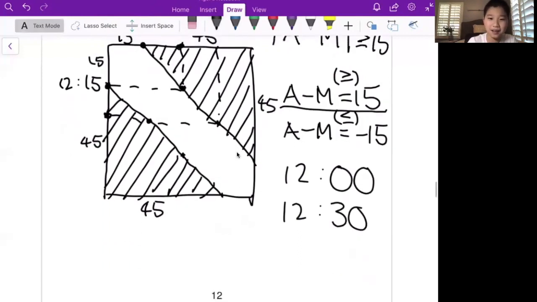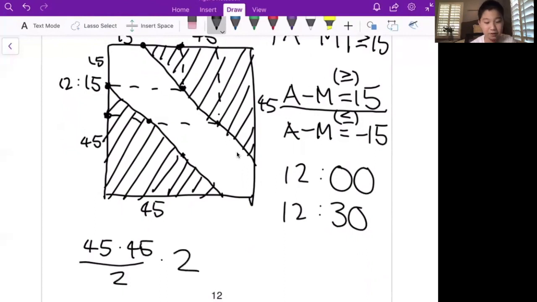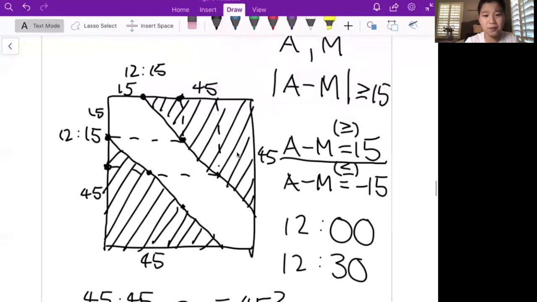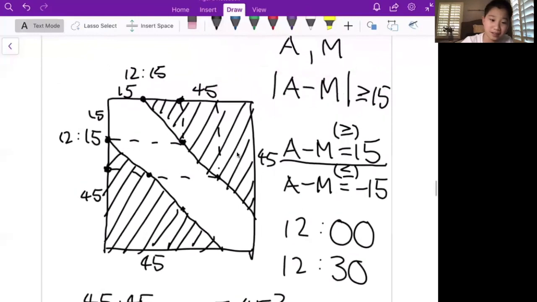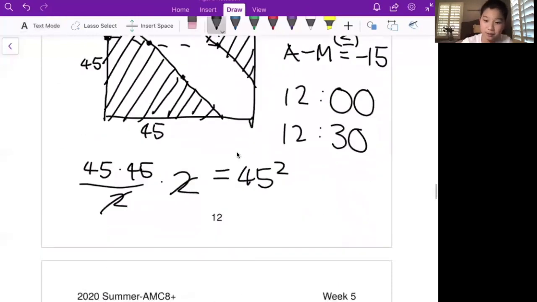So to find the area of these two triangles, we just take 45 times 45 over 2 and then double it because there's two triangles. And then these two cancel out, so it's equal to 45 times 45. Let's just write it as 45 squared because there's going to be some simplifying later. So what's the total area of the square? That's just 60 on each side. So 60 squared. Now, to find the probability, we take their ratio, 45 squared to 60 squared.